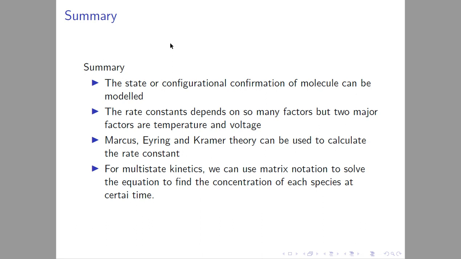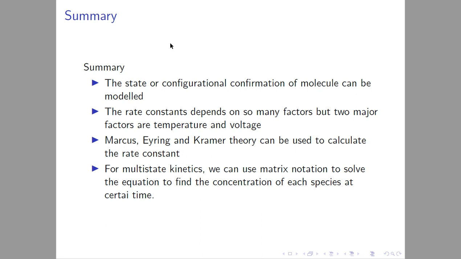But here we can consider two major factors, that is the temperature. By changing the temperature, we can see whether the rate constant increases or decreases, and by increasing or decreasing the voltage, we can see whether the rate constant is increased or decreased. Okay, and here also the Marcus, Eyring and Kramers theory can be used to calculate the rate constant.